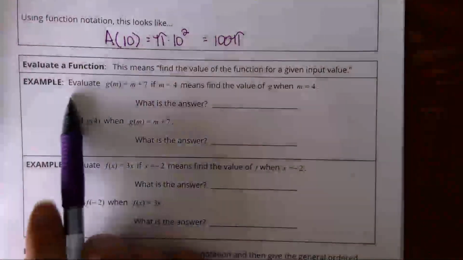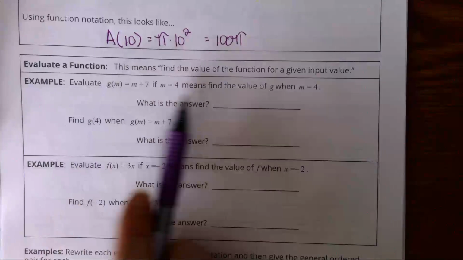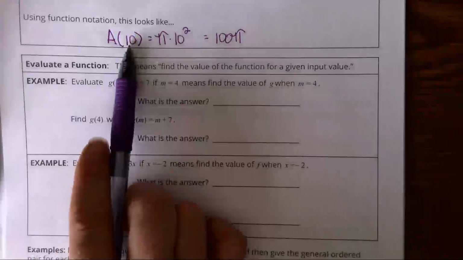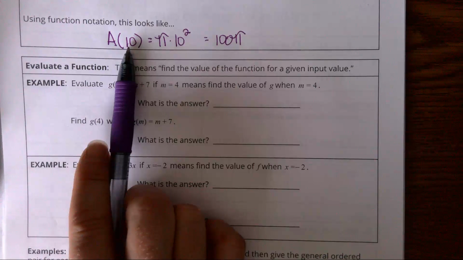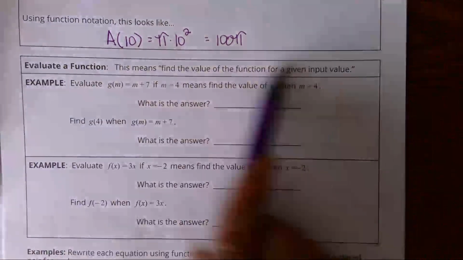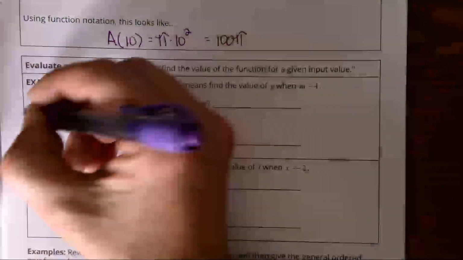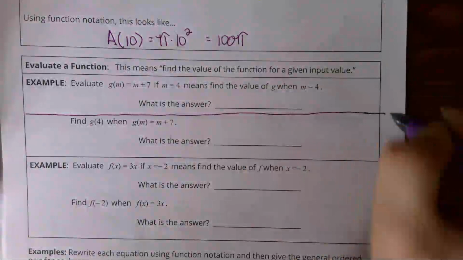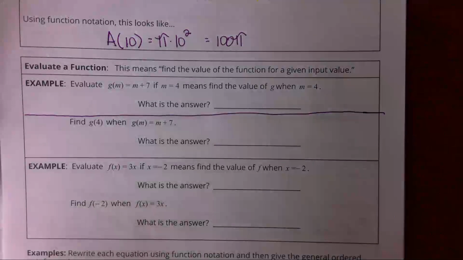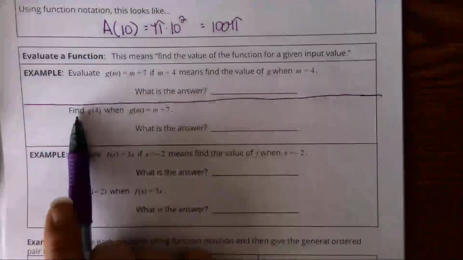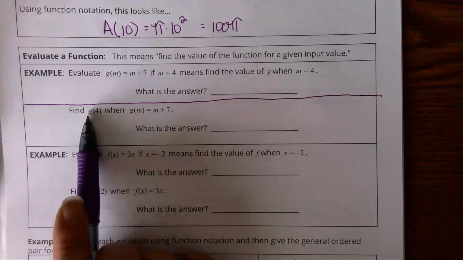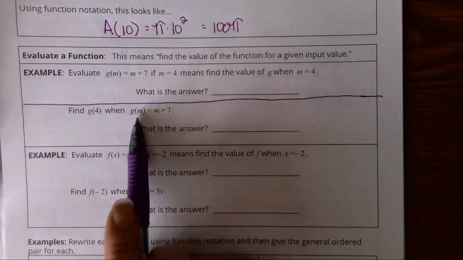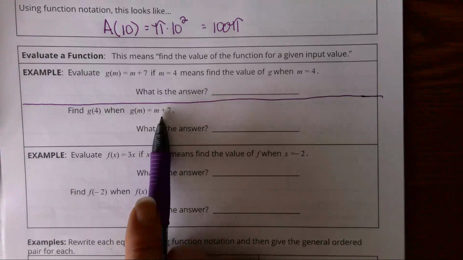All right, 100 pi. So what I'm going to do is, I think you're understanding what goes into the parentheses, that it's a specific x value. So this upper part is just explaining what we're doing. We're going to just go right to the bottom half of these. Okay. So let's look at the bottom. So if I told you, find g of 4 when g of m equals m plus 7?